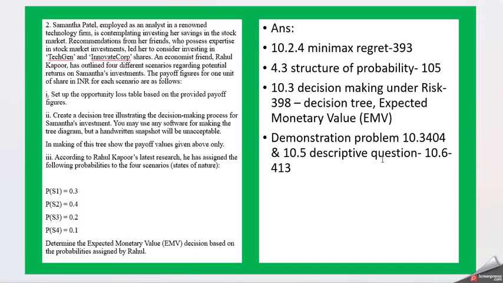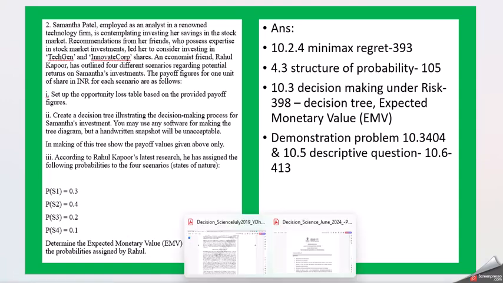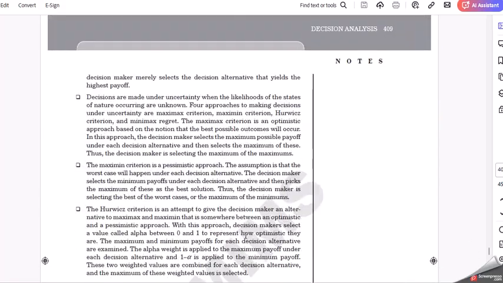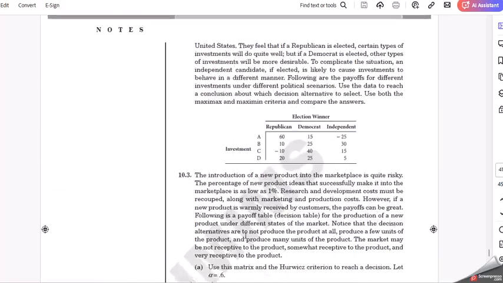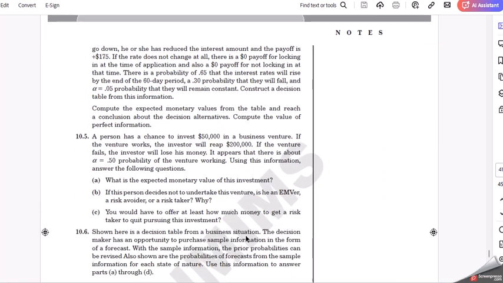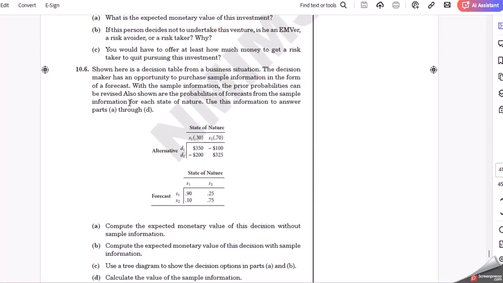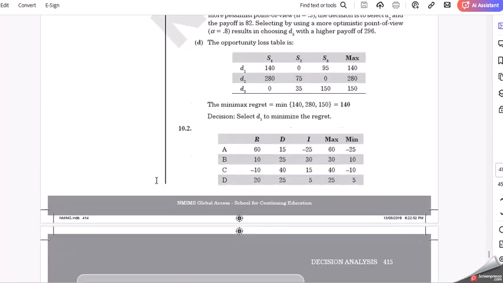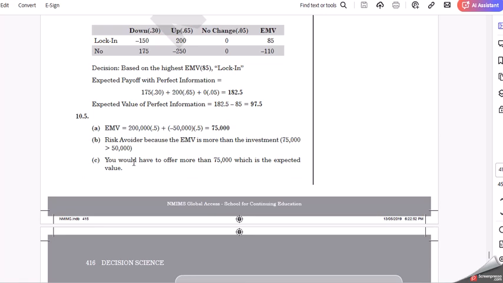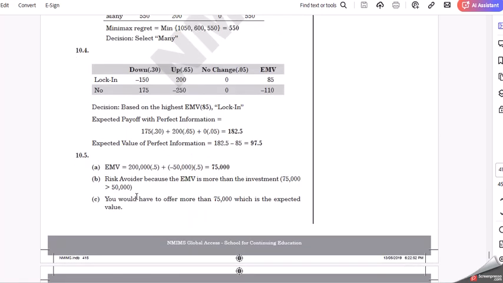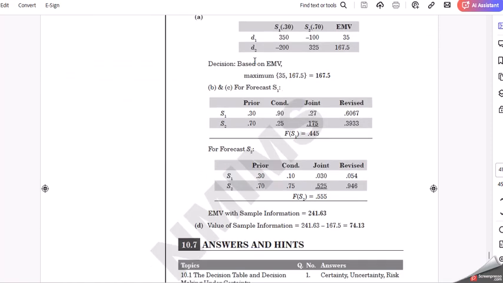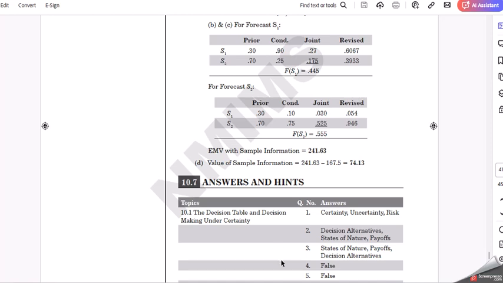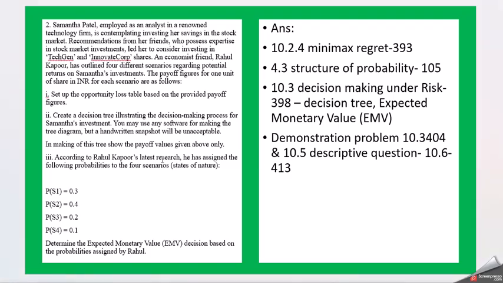And again, 10.5 and 10.6 descriptive questions. I'll just take you through that. In the descriptive question part, after the summary, 10.5 and 10.6 come close to our problem. You can look at how the solution has been done here. So 10.5 and 10.6 is what we have to look at. This is how it has been done. Refer to this and then you'll be able to solve the problem that is given.